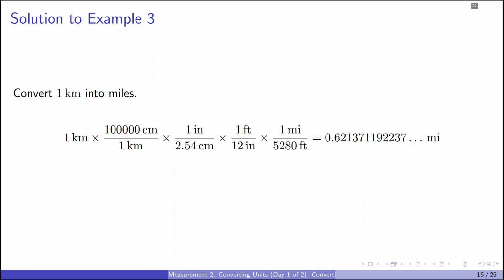We have 0.6213711922237 and so forth miles. So it's about 0.621 miles for 1 kilometer. Yes, this is a rational number because it's built from multiplying rational numbers. But look at our denominator. Subtract 1 from that, that's how often you have to go, or how far you may have to go before you get a repeating decimal. This is guaranteed to be rational. It is not guaranteed that we'll be able to get to that repeating digit in under 160,000 digits.